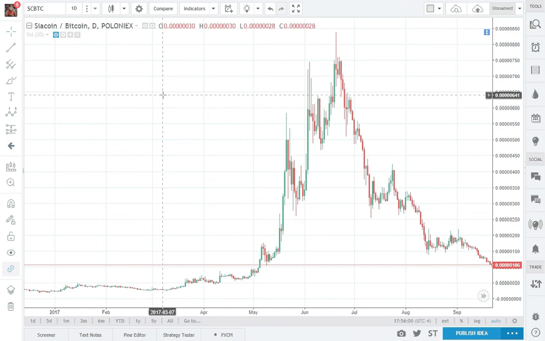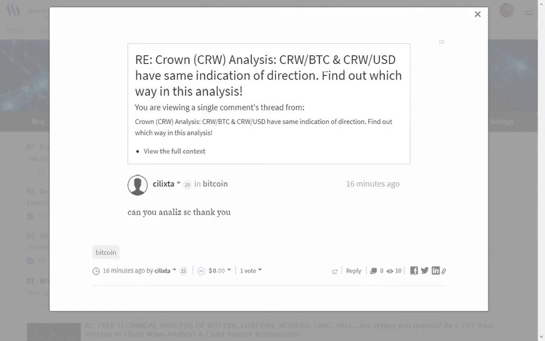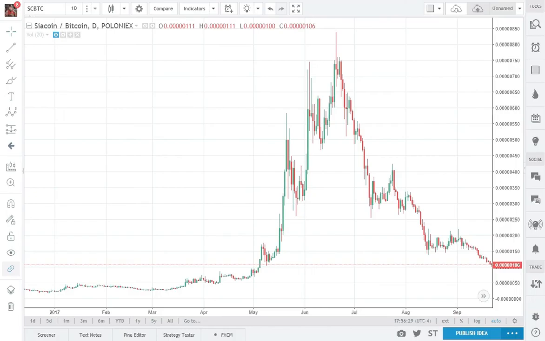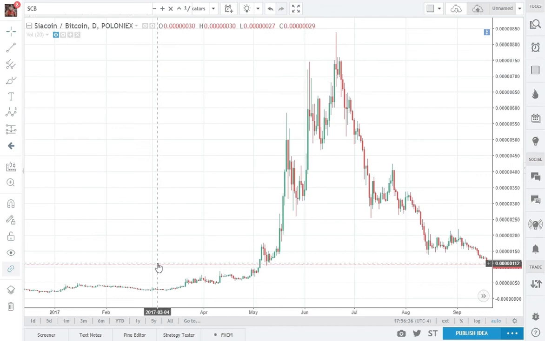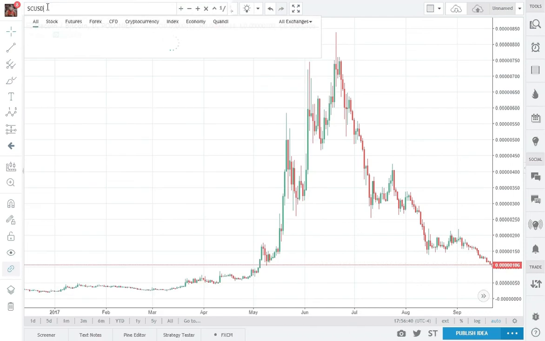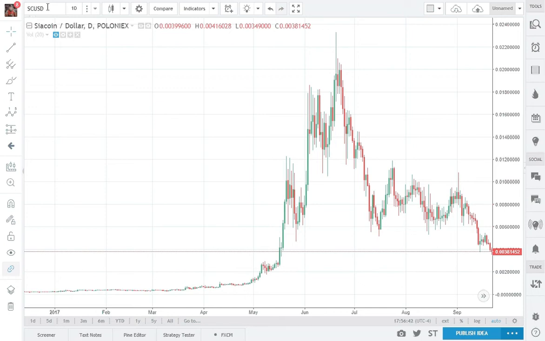Okay, so a request has been made for Sire coin by Selecta, and I will be happy to do so. So let's look at the USD pricing, and this is a daily chart.